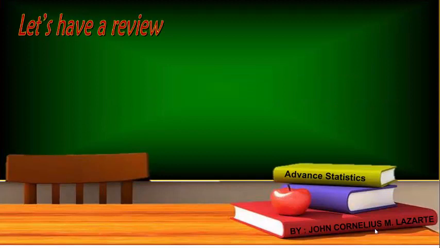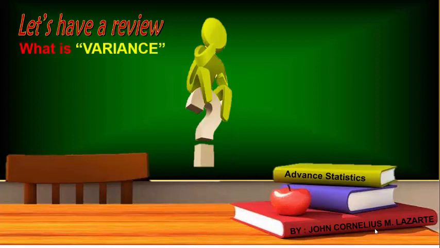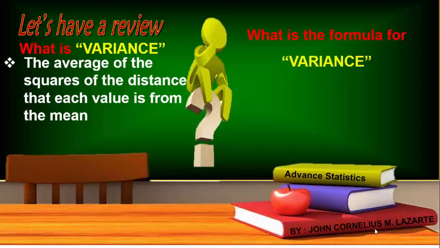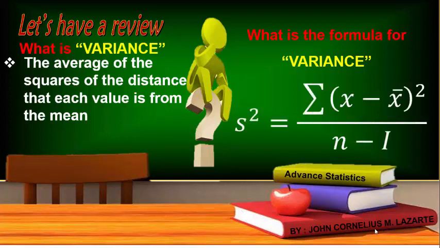Before we start, let us have first a review. What is variance? The variance is the average of the squares of the distance that each value is from the mean. What is the formula for variance? We have variance is equal to the summation of the quantity x minus x bar squared, all over n minus 1.